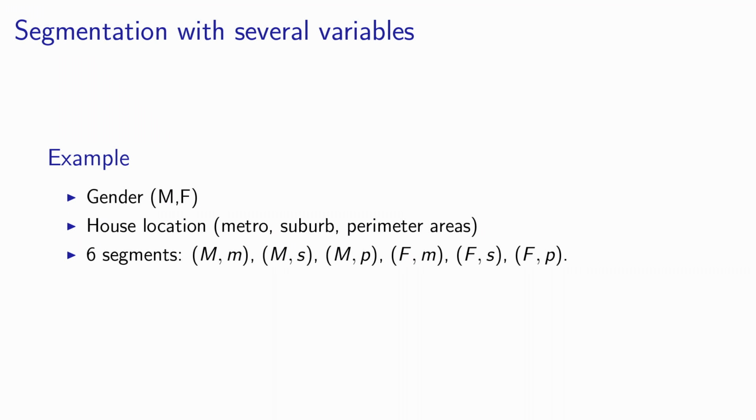And clearly, you can generalize this with more than one variable. So let's take this example where I consider that people behave differently depending on their gender and depending on the house location. So we have 2 levels for the gender, and we have in this example 3 levels for house location: the metropolitan area, the suburbs, and the perimeter areas. So the combination of gender and house location identifies 6 segments in the population, which correspond to the 6 possible combinations of gender and house location. 2 genders, 3 house locations equals 6 segments. And the rest is exactly the same as before.